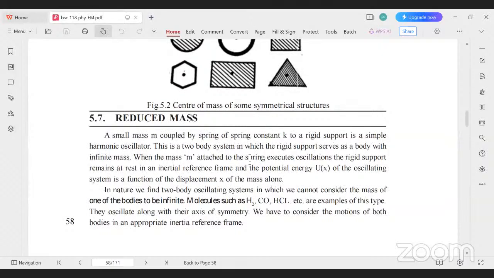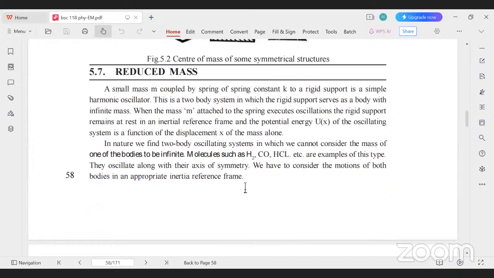This is a two-body system in which a rigid support serves as a body with infinite mass. Infinite mass is nothing but reduced mass. When the mass M attached to the spring executes oscillations, the rigid support remains at rest in an inertial reference frame and the potential energy U(x) of the oscillating system is a function of the displacement x of the mass alone. So in nature, we find two-body oscillating systems in which we cannot consider the mass of one of the bodies to be infinite.